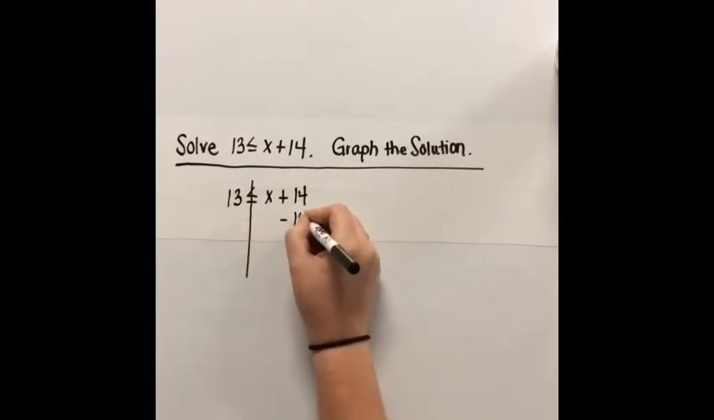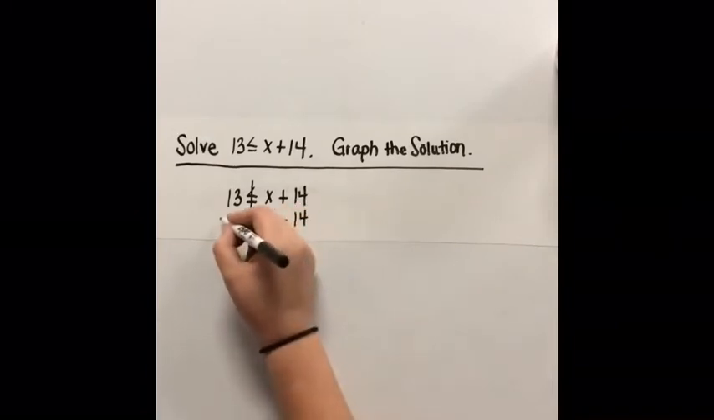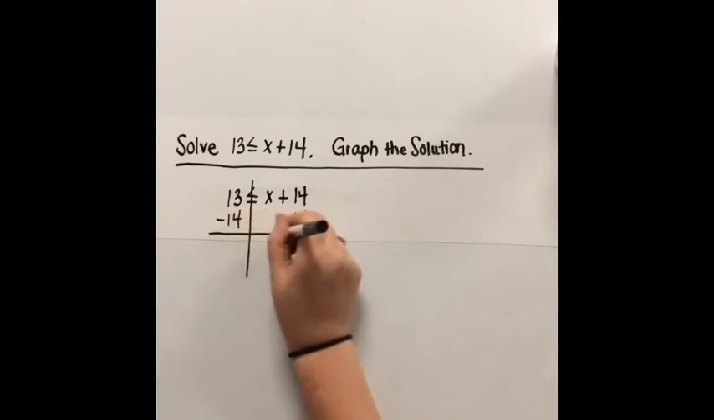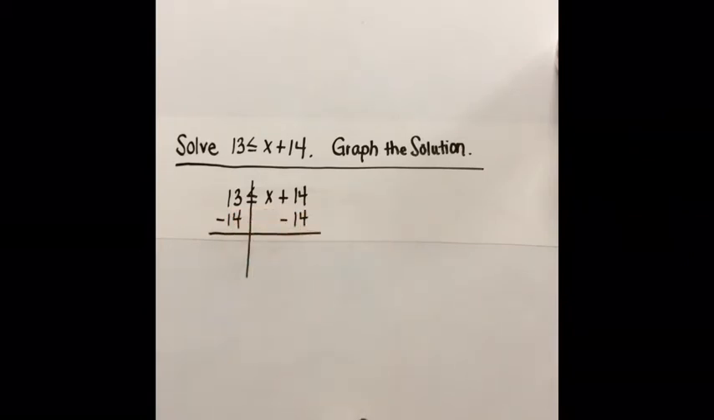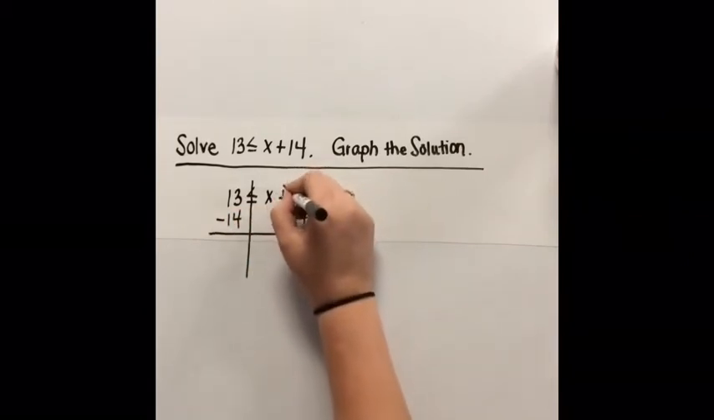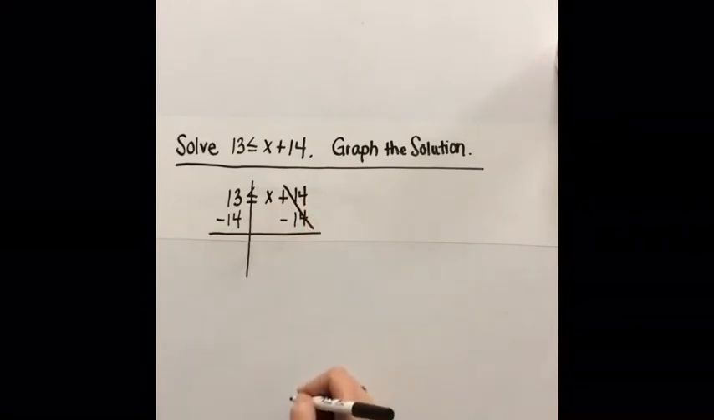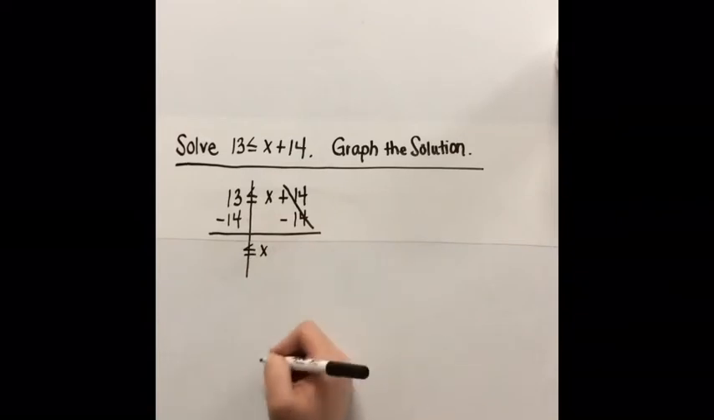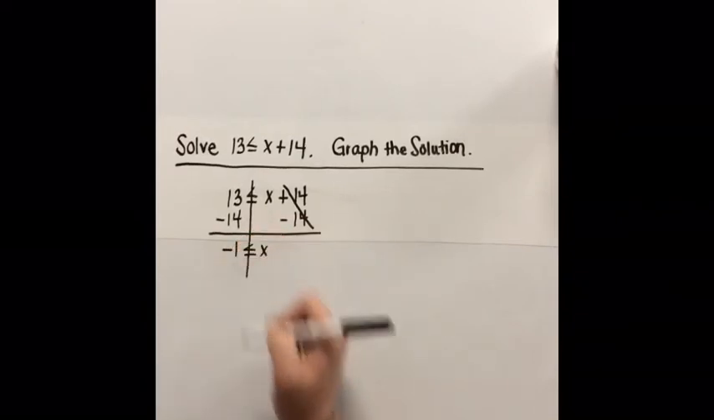So we're going to do the inverse operation, or subtract 14 from both sides. Again, trying to remain completely organized. Our +14 and our -14 cancel out, and we're left with x as a value on the right side. Bring down our less than or equal to, and 13 subtract 14 gets us a -1 value.